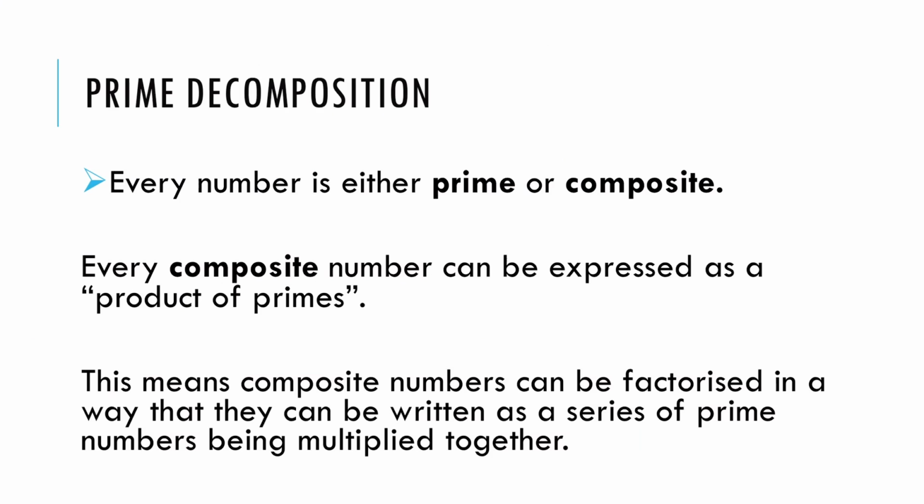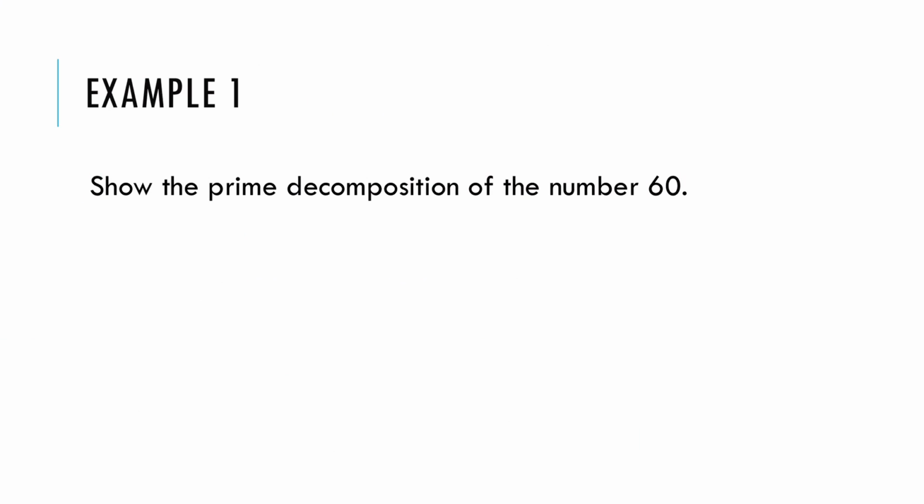Every number is either prime or composite. Every composite number can be expressed as a product of prime numbers. This means composite numbers can be factorised in a way that they can be written as a series of prime numbers being multiplied together. Example 1. Show the prime decomposition of the number 60.